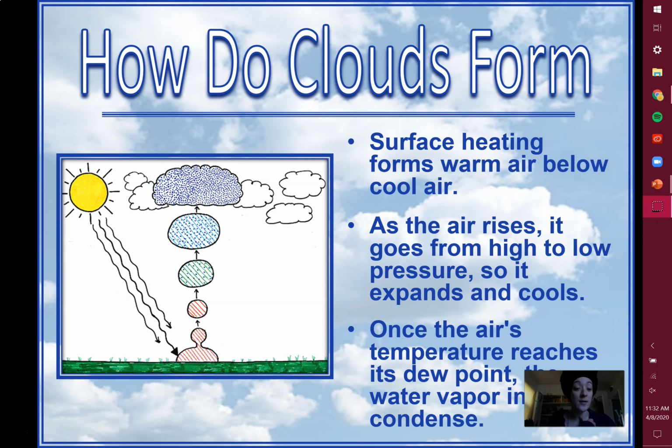And then once the air's temperature reaches its dew point, or in other words, reaches a low enough temperature, 32 degrees, or not 32 degrees, sorry, that would be turning back into a solid, but at the temperature where it can turn back into a water droplet, then that water vapor is going to condense back into water. So this is just evaporation and then condensation. We kind of talked about that last week when we went over the water cycle in the hydrosphere.